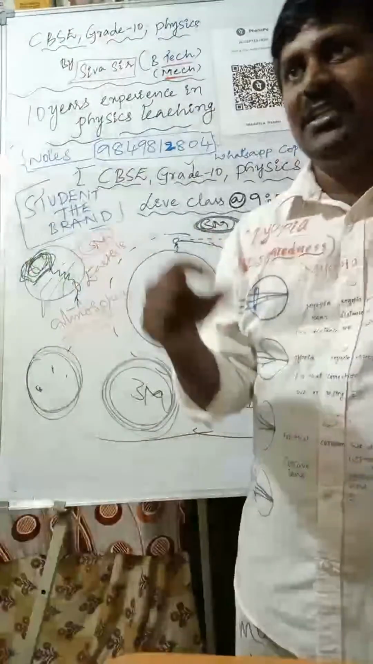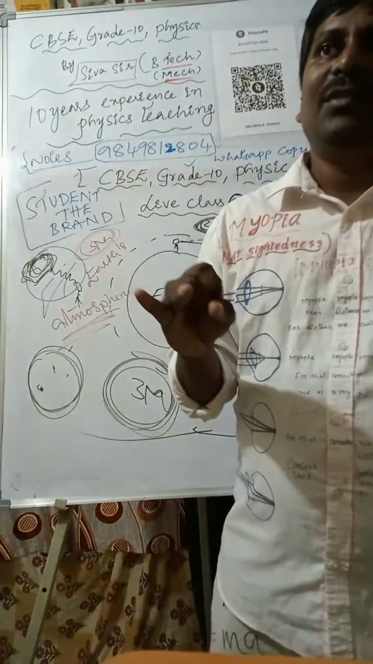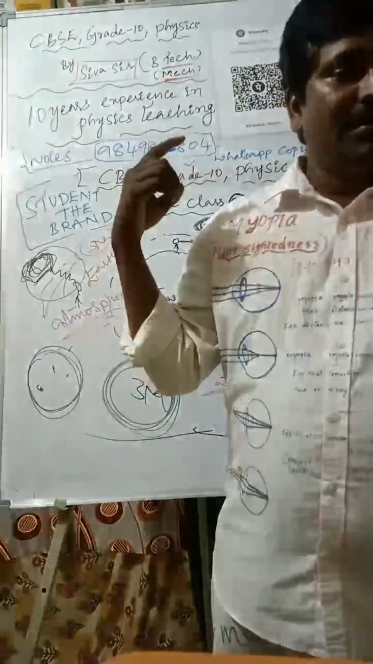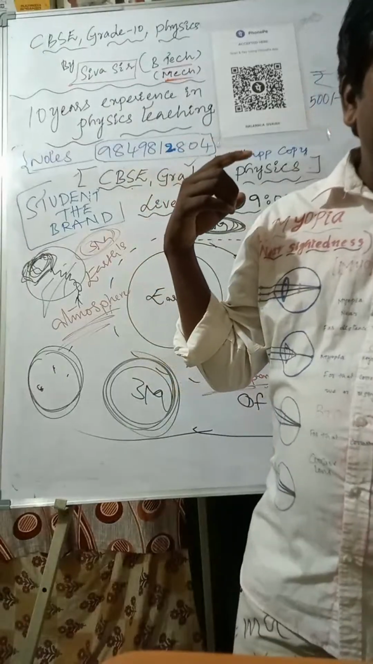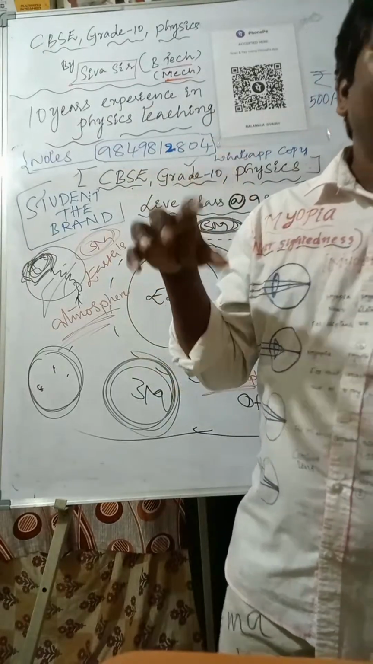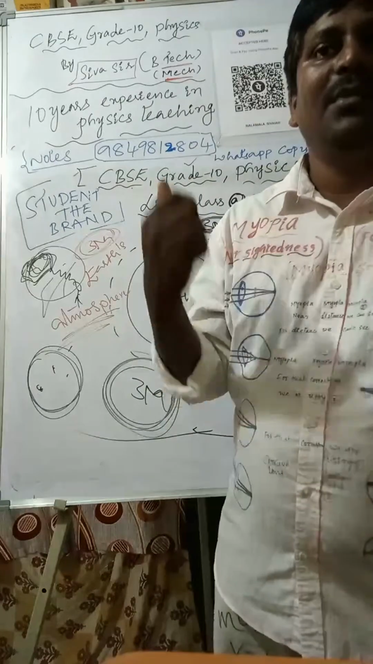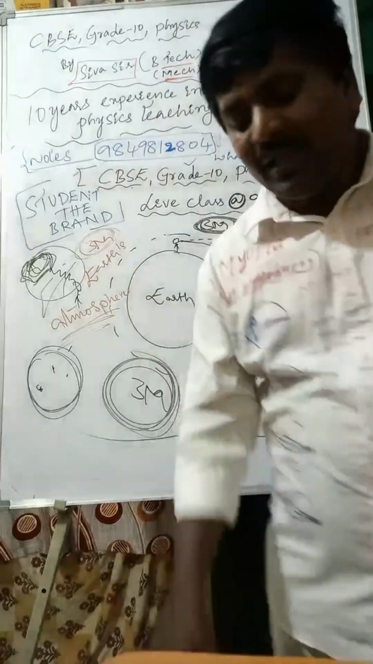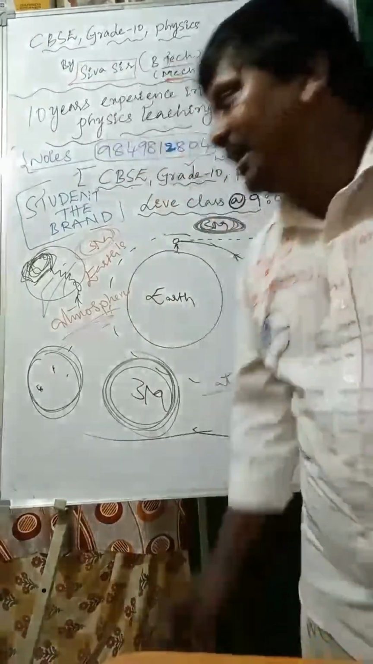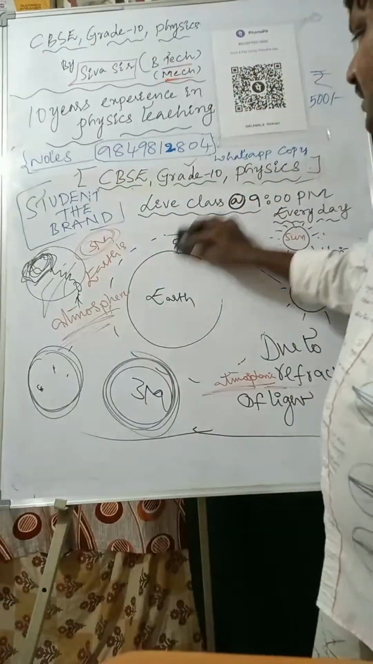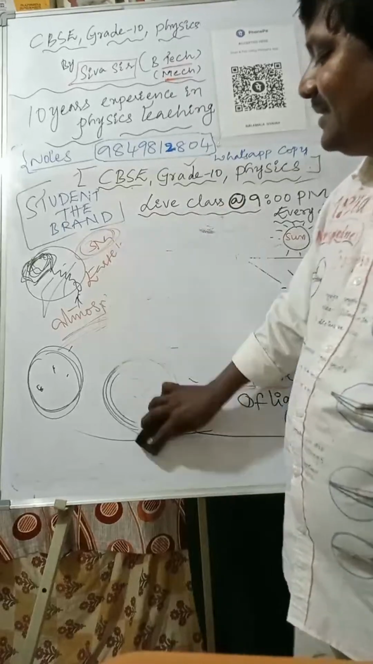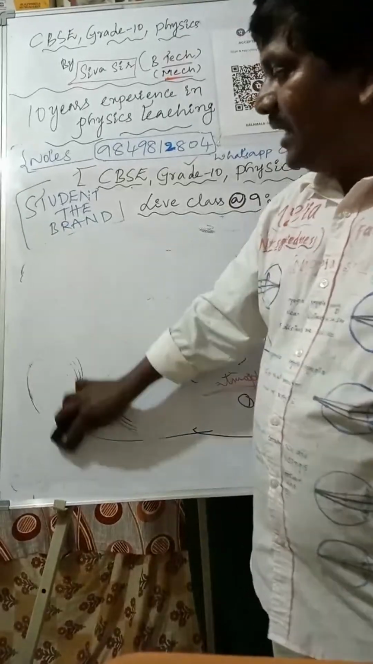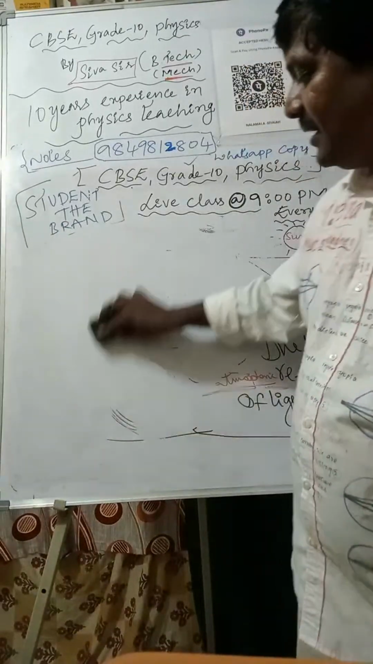Whatever image is formed on the retina is a real and inverted image. That reaches the optic nerve and turns into an electrical signal. On the retina there are two kinds of light sensitive cells, rods and cones. The optic nerve will pass the signal, converted in the form of an electrical signal.